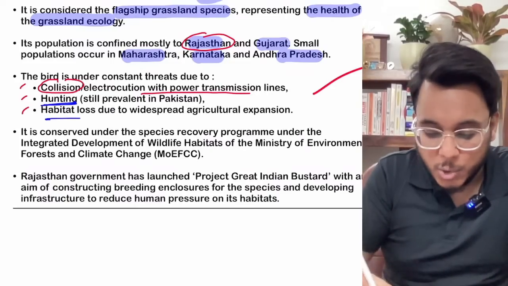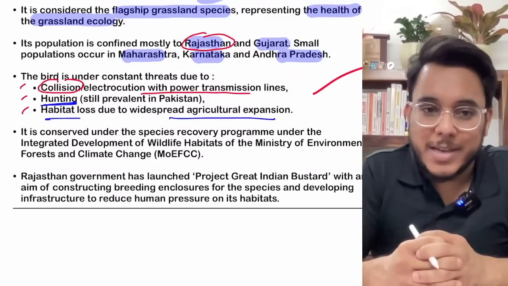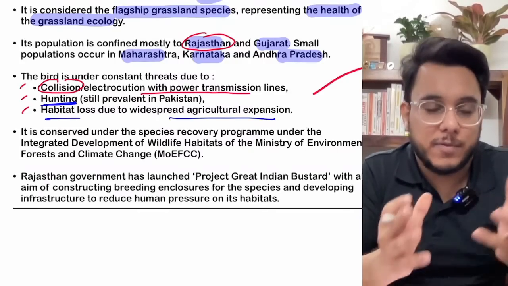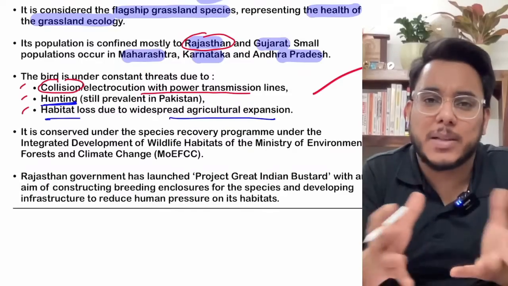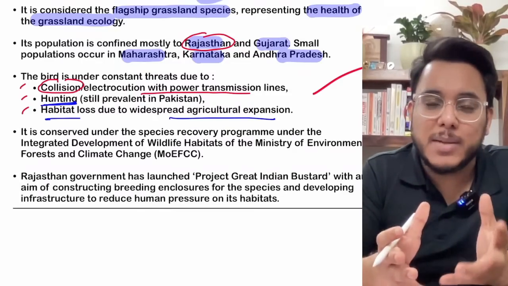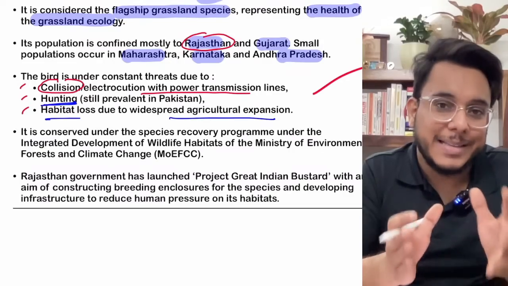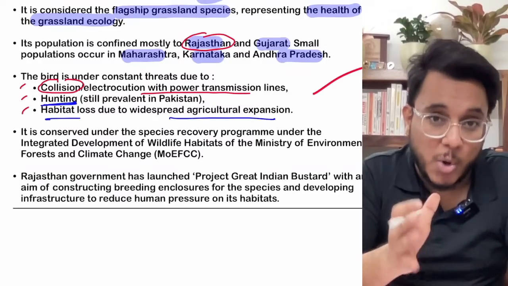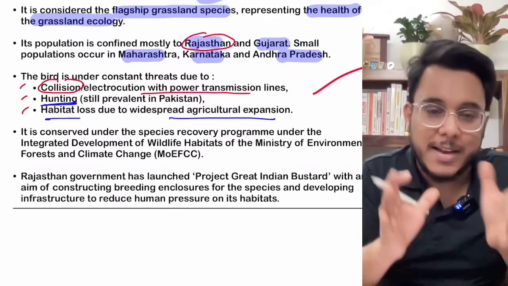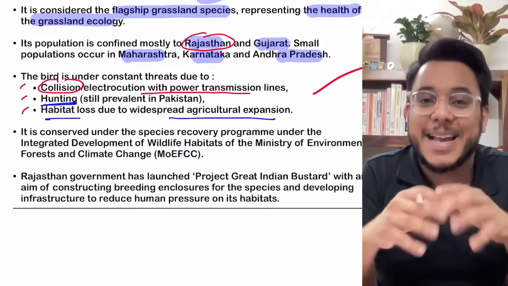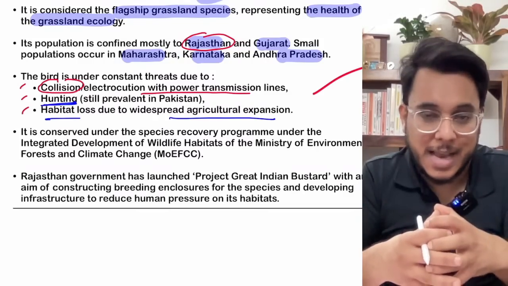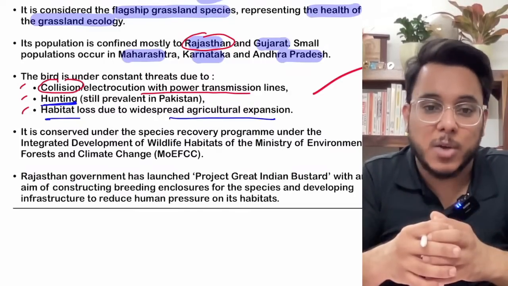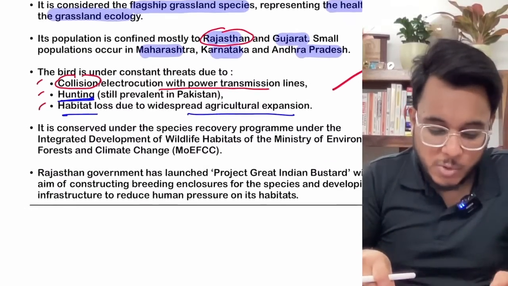Then there is habitat loss due to widespread agricultural expansion. Guys, understand this: over a period of time we have come out with many irrigation schemes, for example, Pradhan Mantri Krishi Sinchai Yojana. It has a good impact, bringing irrigation, and even the regions of Rajasthan are able to grow agricultural crops. But there is a downside of such development. It has taken away the grasslands, and by that the habitats of the great Indian bustards have been reduced. Because of that also, their population has been reduced a lot.